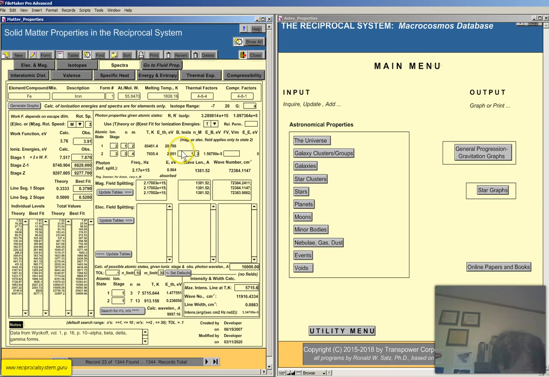It's really 0. There's no issue here. Okay, so the frequency of the photon emitted, if we go from ionic stage 2 to 3, we get 2.17 times 10 to the 15th cycles per second. That's the energy of the resultant photon, 8.984 electron volts. That's the wavelength, and that's the wave number.